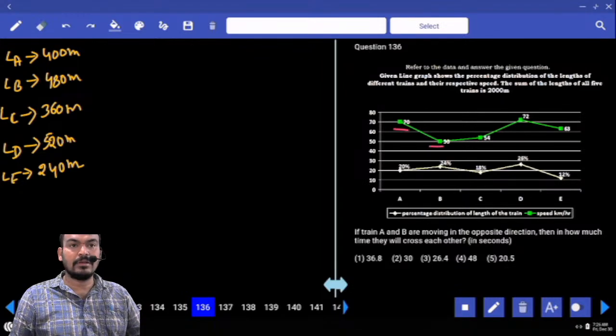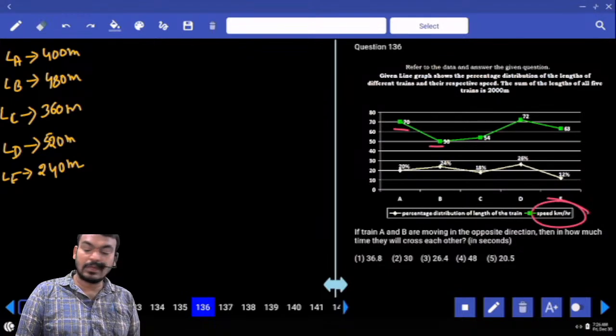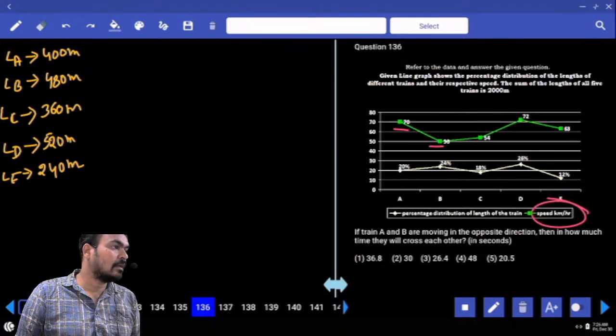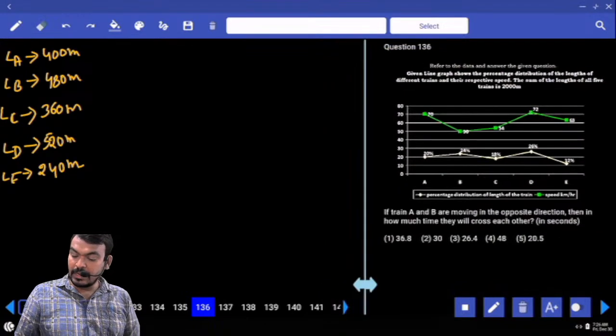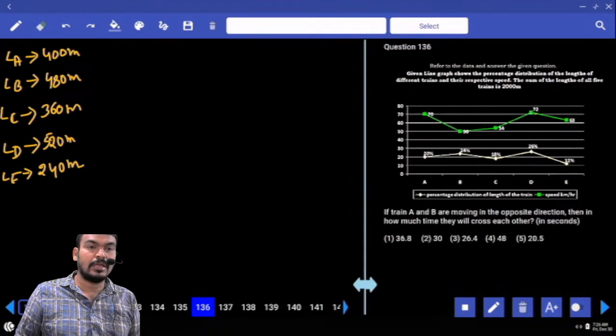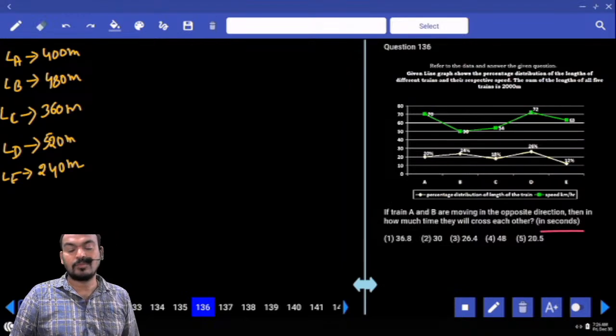What is the first one? Speed 70, second one 50, and the speeds are given in kilometer per hour. What is the first question? If train A and train B are moving in opposite direction, then how much time will they take to cross each other in seconds? Opposite direction means relative speed is the sum of the speeds.